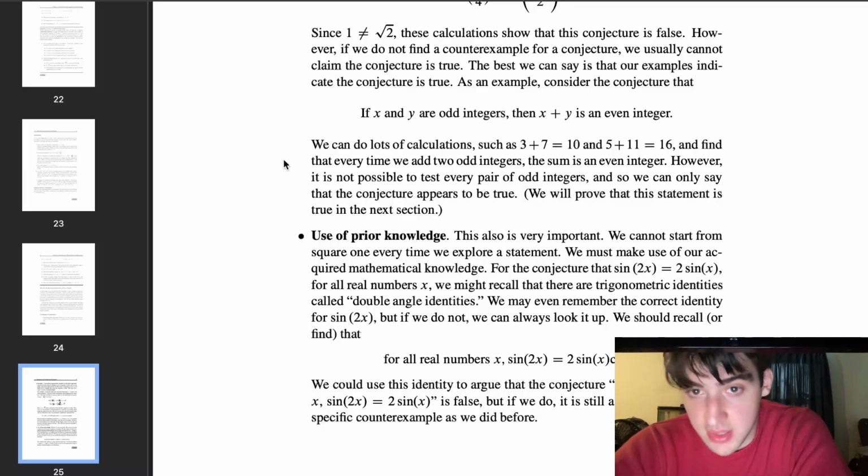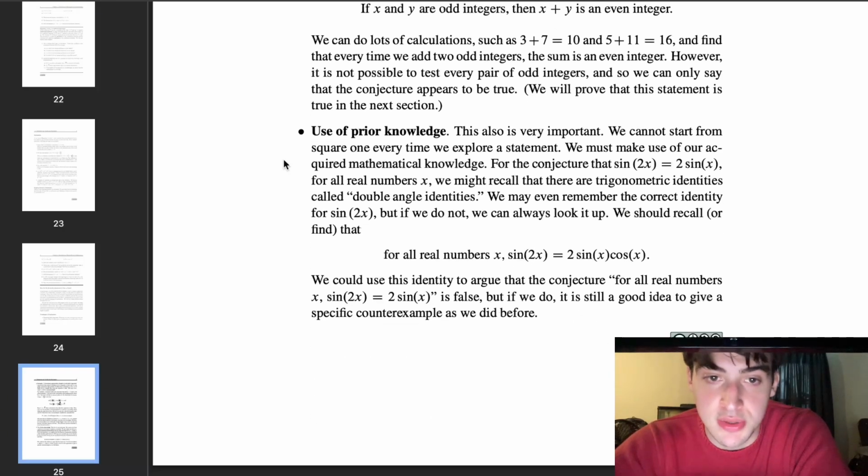We can do lots of calculations, such as 3 plus 7 equals 10, and 5 plus 11 equals 16, and find that every time we add two odd integers, the sum is an even integer. However, it is not possible to test every pair of odd integers, and so we can only say that the conjecture appears to be true. We will prove that this statement is true in the next section. Interesting. I wonder how we're going to do that.